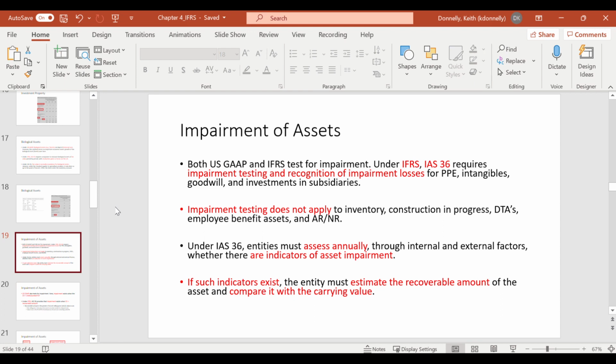Now, one idea here under IAS or IFRS is that entities have to annually assess whether there's indicators of asset impairment. If these exist, we're assessing it annually. We say, hey, we think there's indicators of impairment. At that point in time, we say, what is the recoverable amount of this item in question, and we would compare it to the carrying value.